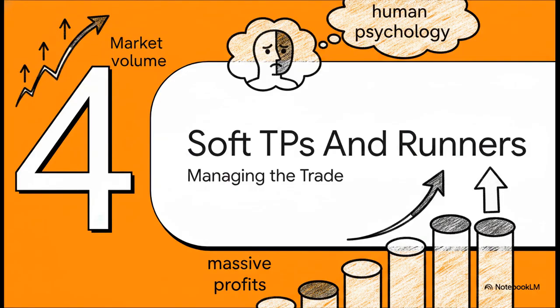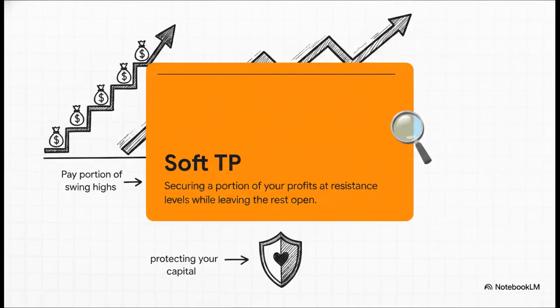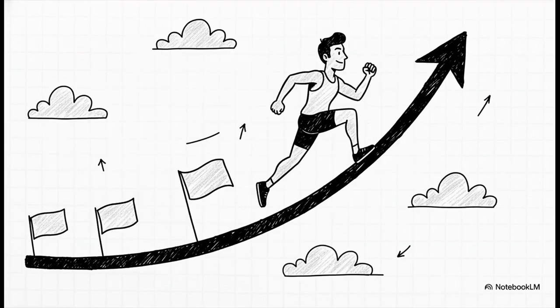Part 4, soft TPs and runners, managing the trade. Okay, you're in the trade, but to protect yourself from greed, you need to use a soft TP, or take partial. This just means securing a portion of your profits at predetermined 1-hour resistance levels. Essentially, you're paying yourself as the trade hits expected swing highs, while leaving the rest of your position open. This way, you're protecting your capital and locking in a win. But crucially, you aren't capping your upside by closing the whole shebang at once. And that builds right into the ultimate goal, holding a runner to capture the long-term trend.